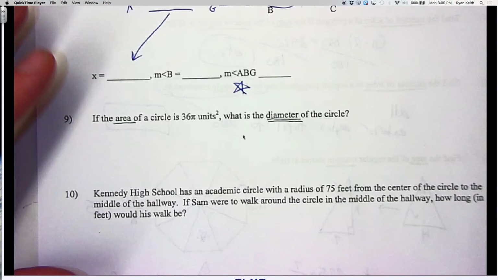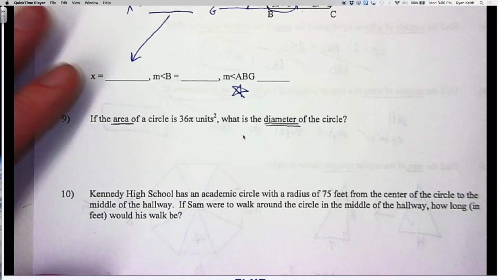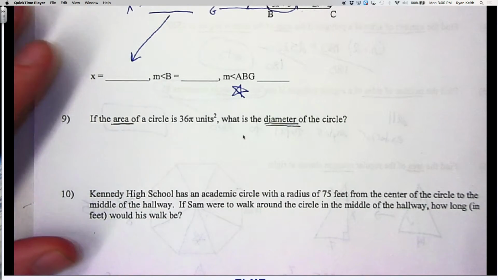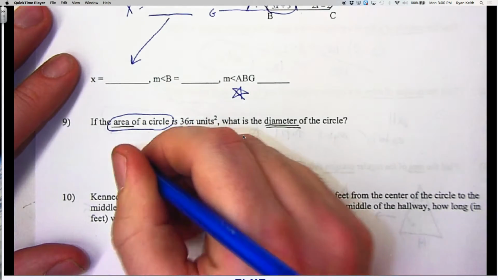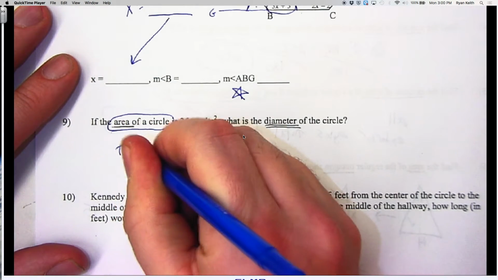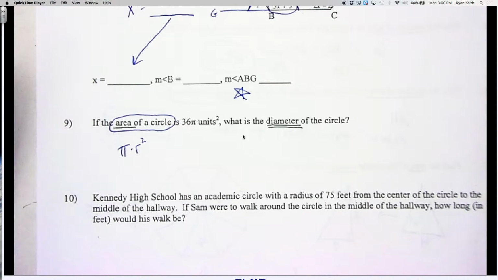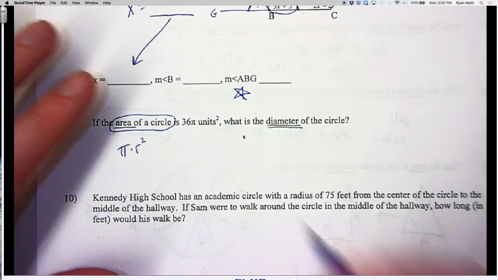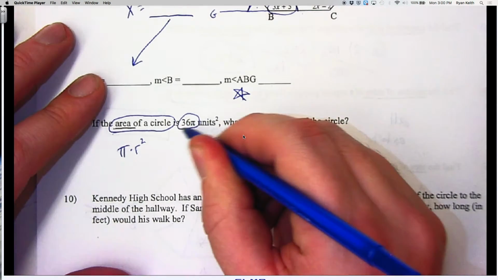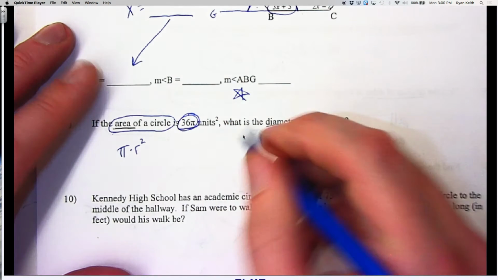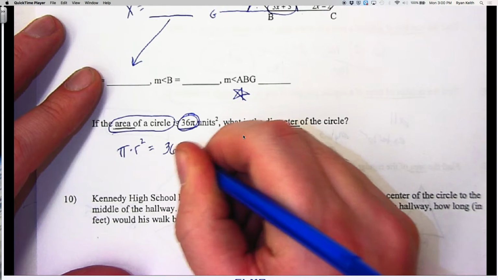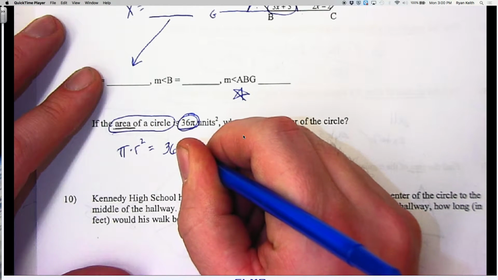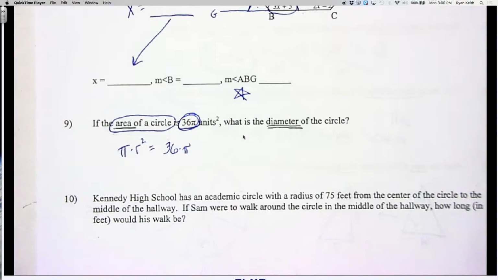Question 9. If the area of a circle is 36 pi, what's the diameter? We've already dealt with the area of a circle formula a couple questions ago. It was pi times r squared. I know a lot of you don't like it when these answers are left with pi in it, but I'll say again, it actually is easier to have pi in the answer than it is to not have pi in the answer, because then you have these ugly decimals if you just type in 3.14.